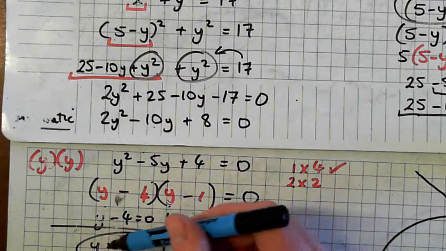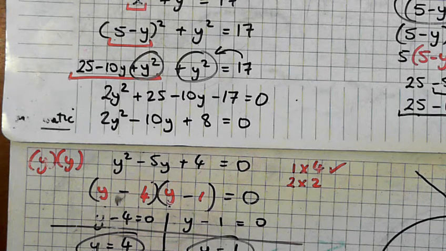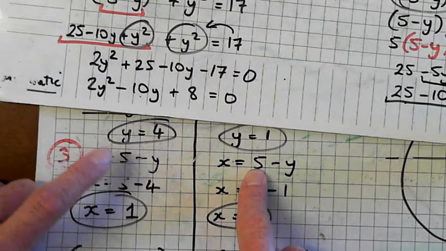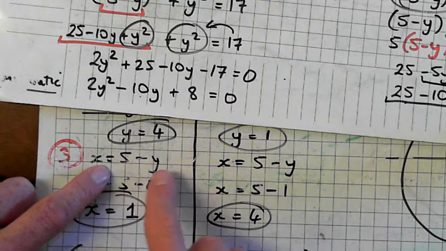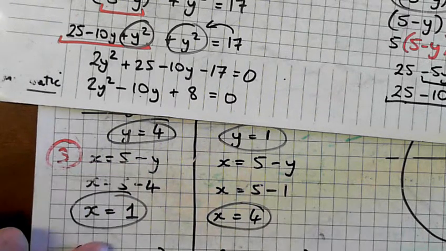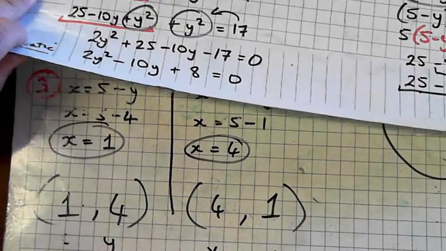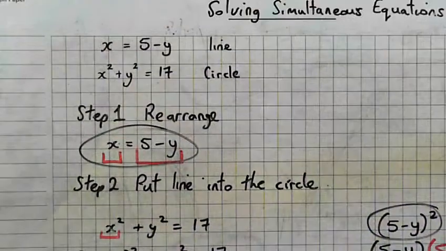We found two y values. Step 3, write down your line equation again. And replace y with 4 on the left hand side, replace y with 1 on the right hand side. So we got the two coordinates eventually, 1, 4 and 4, 1. Right, we'll have a go with another one.